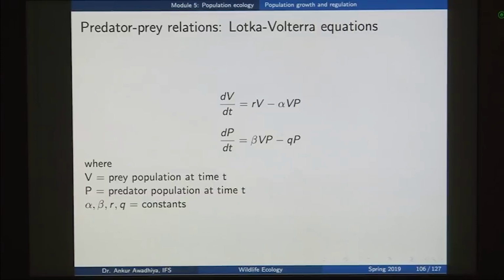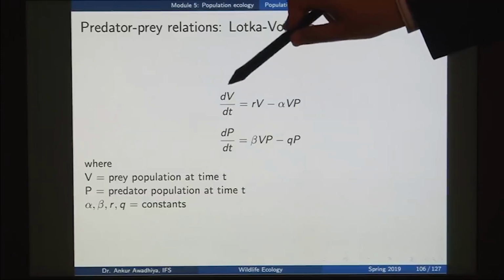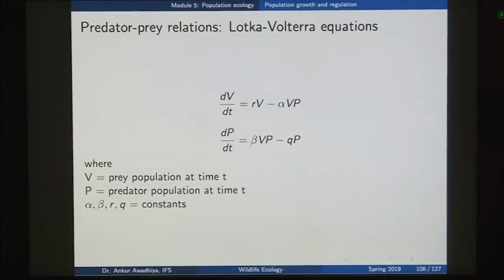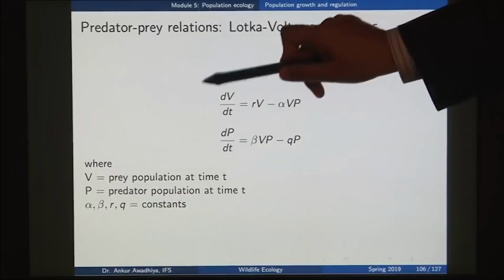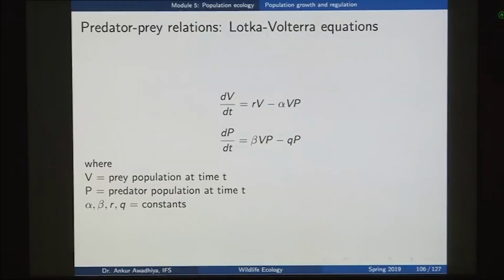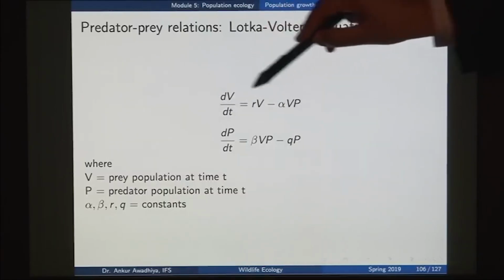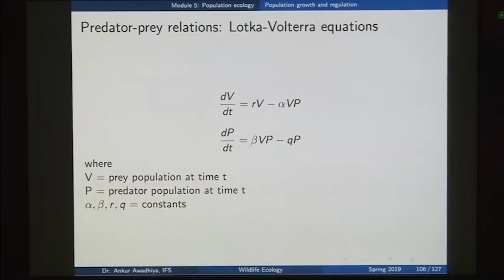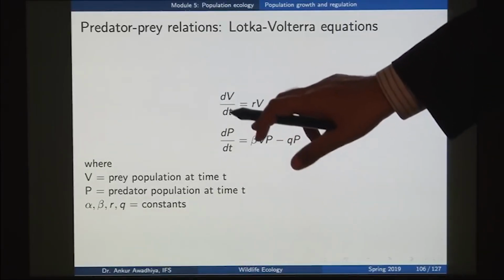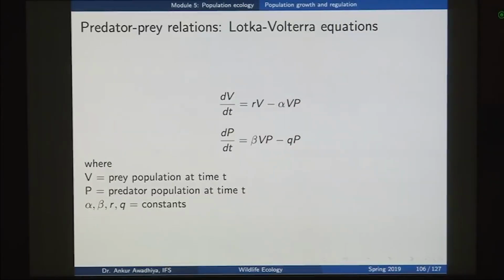So, in this case the Lotka-Volterra equation says that if V is the prey population, the cheetal population, how does the cheetal population change with time? The rate of change of the cheetal population is dependent on the size of the cheetal population, because if you have more cheetals, they give rise to more offspring. So, it is proportional to V. This proportionality constant is R. So, dV/dt is equal to R into V.